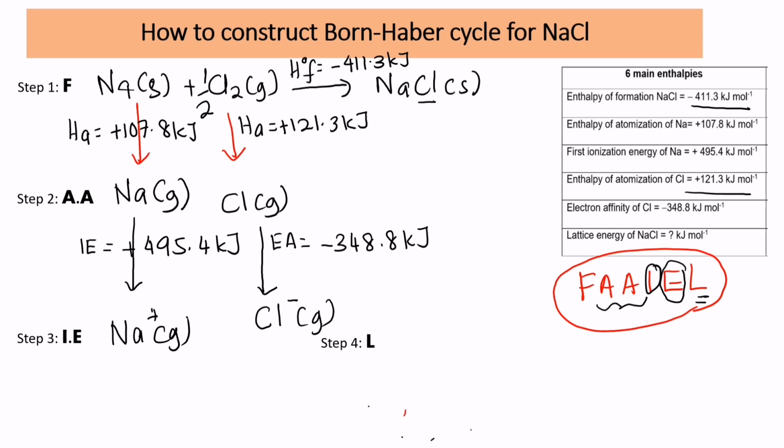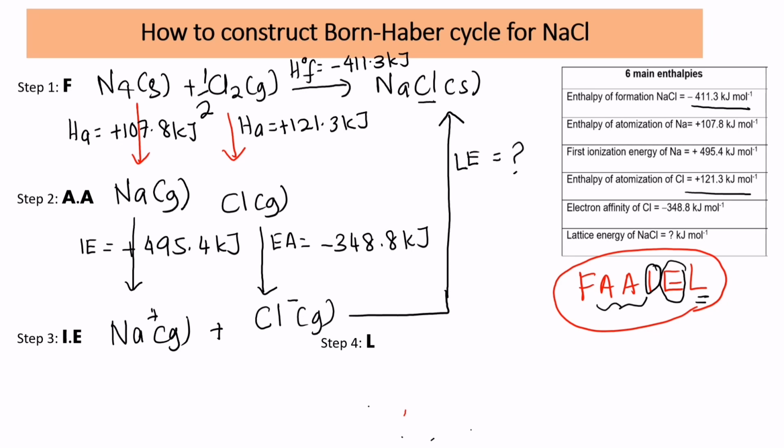And last is L, for lattice energy. For lattice energy, we want to form 1 mole of NaCl solid from gaseous ions. So Na+ gas plus Cl- gas is equal to NaCl solid, and this is the lattice energy.